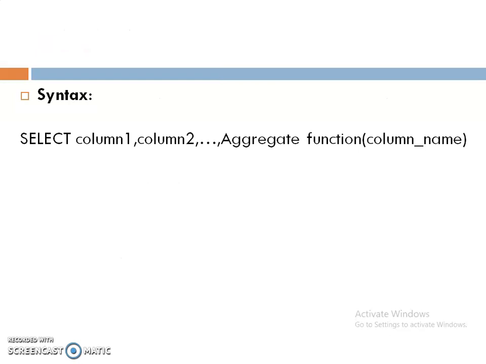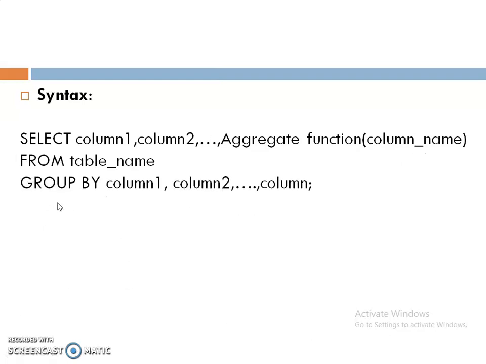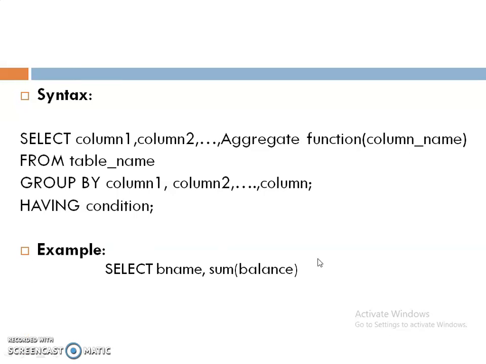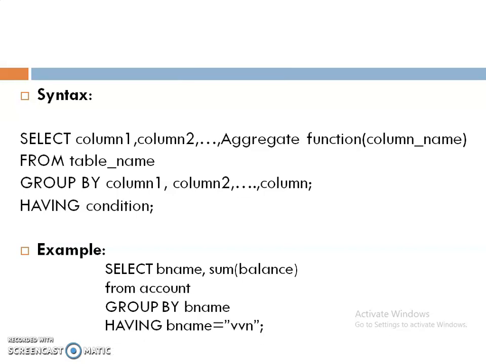Syntax: select number of columns with the aggregate functions, and as an argument we are passing a column name, from the table name, group by number of columns, having condition. For example, select bname, sum of balance from account table, group by bname. Now we are going to pass the condition: having bname is equal to BVN. Now we will see it practically.